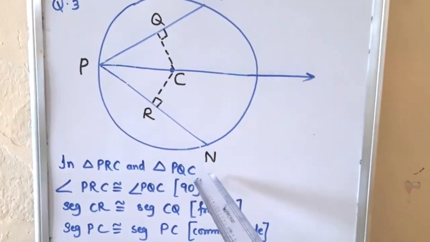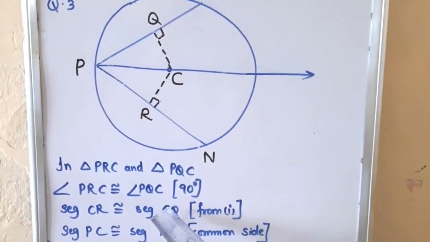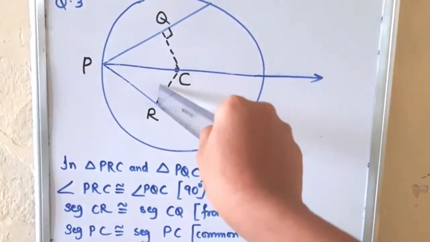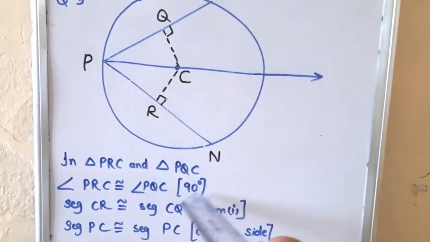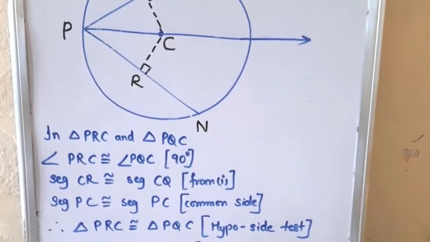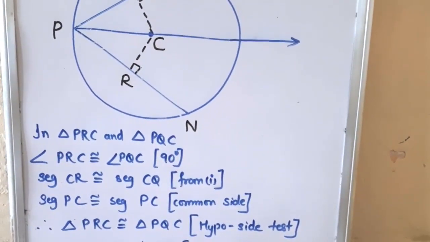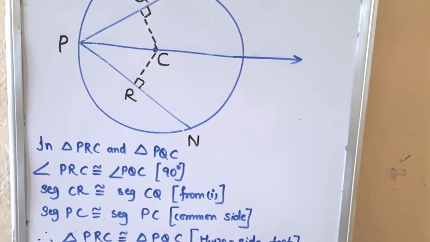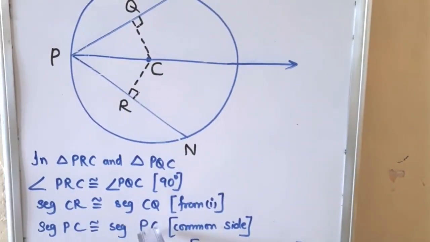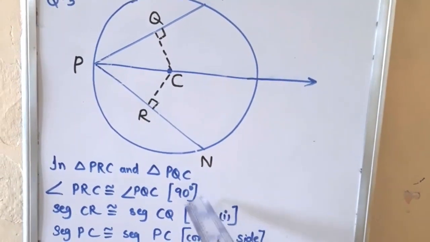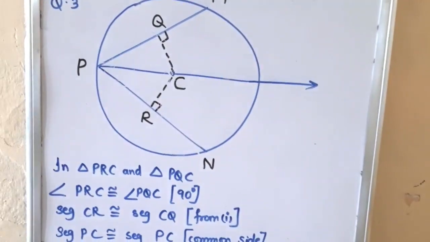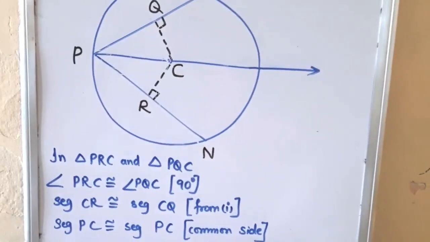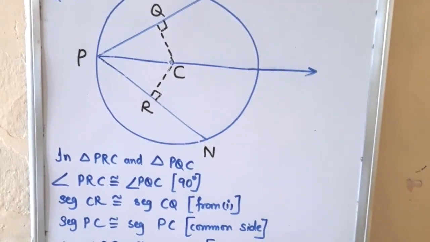So in triangle PRC and PQC, angle PRC is congruent to angle PQC. PQC, PRC, these are 90 degree. Therefore they are congruent to each other. Here we are proving the triangles as congruent by using tests, which we have learned in the previous lesson. Segment CR is congruent to segment CQ. This is from equation number 1. Now we know PC is the common side for both triangles. Therefore we have written PC congruent to PC, common side.